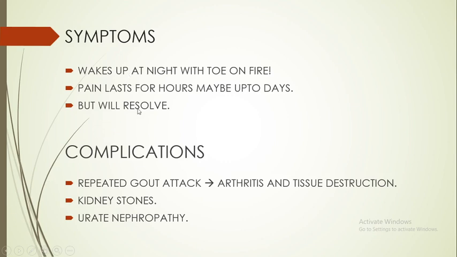What are the main symptoms? The patient wakes up at night with toe on fire. That's a severe burning type pain. Pain lasts for hours, maybe up to days, but will resolve spontaneously. Complications are repeated gout attacks. This may happen again and again. When it happens repeatedly, that can cause arthritis and tissue destruction. And increased uric acid may cause kidney stones, and also urate nephropathy.